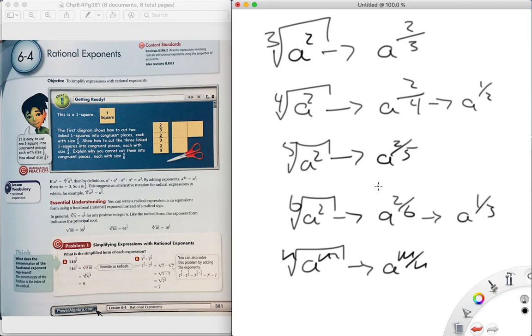Okay. Whatever is being squared or cubed or what have you is going to be in the numerator, whatever power is going to be raised to. And whatever the index is going to be in the denominator. So we can use a fraction form or rational exponents. It's the same thing.